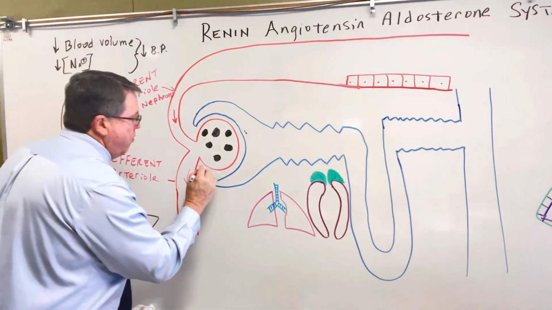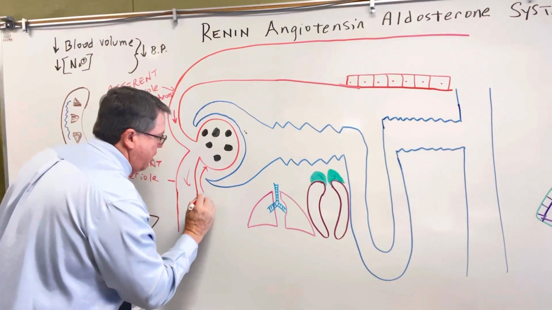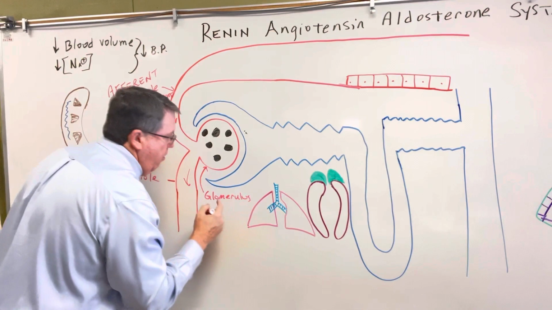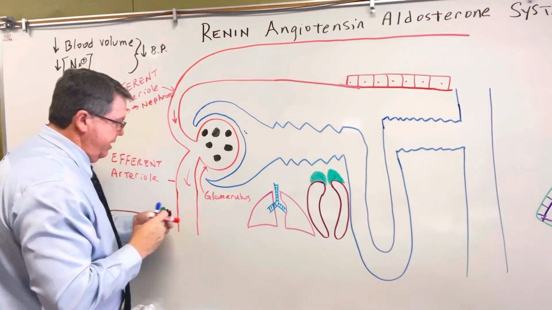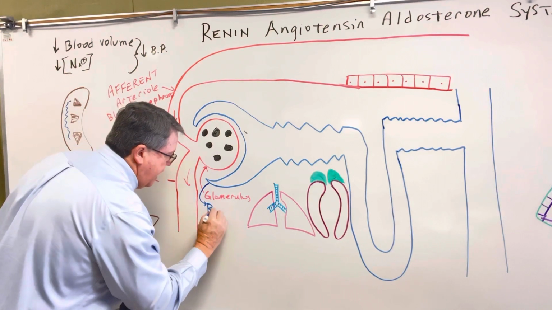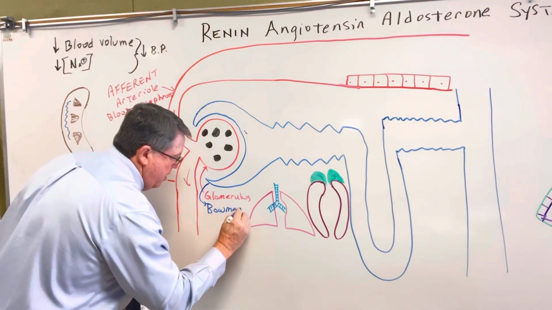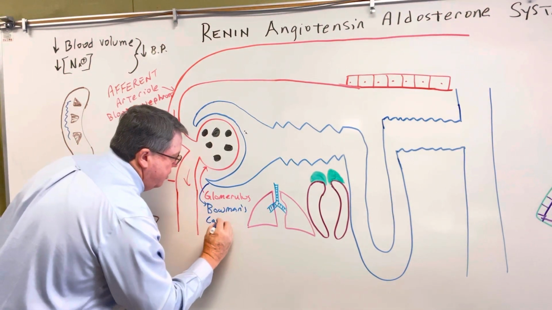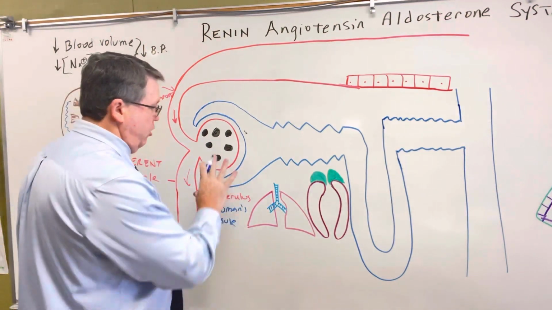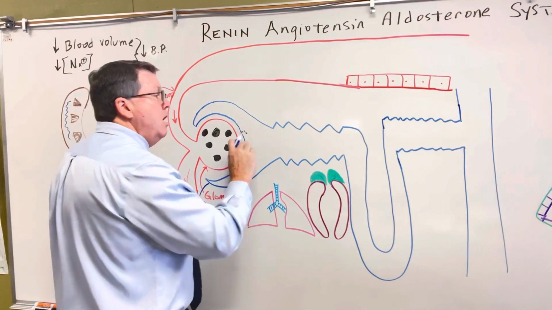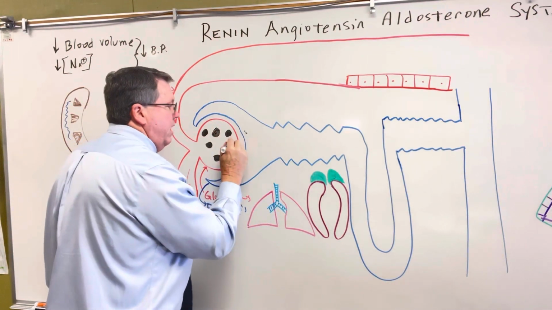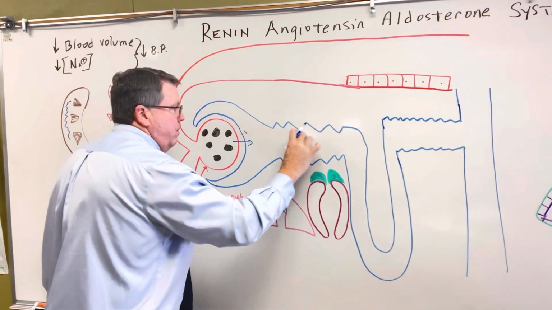This structure right here is called the glomerulus. The glomerulus is going to be surrounded by this structure right here in the blue, which we are going to call the Bowman's capsule. These two structures make up something called the renal corpuscle, but we're not too concerned about that right now. This is going to be high pressure, and it's going to cause filtrate to go into the nephron.